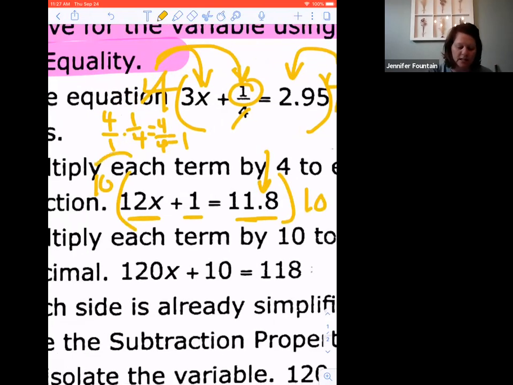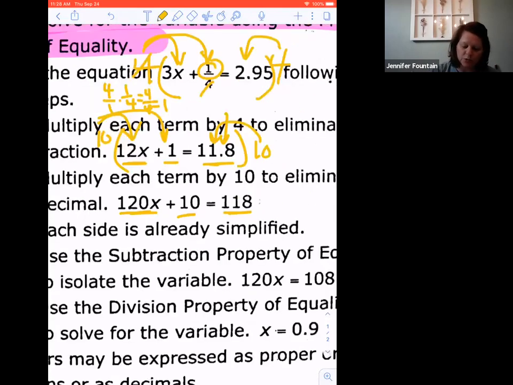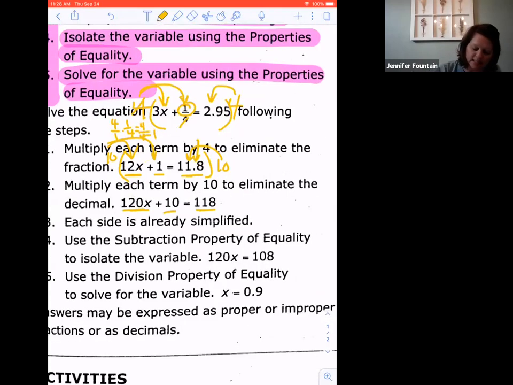Okay, so 10 times 12x is 120x. 10 times 1 is 10. 10 times 11.8 is 118. Now I have no fractions and no decimals, and I can just start using my properties of equality to solve. So then I'm going to subtract 10 from each side, and I end up with 120x equals 108.